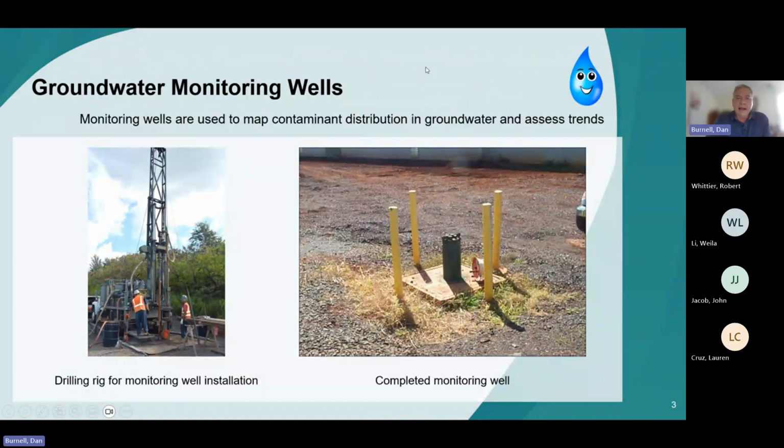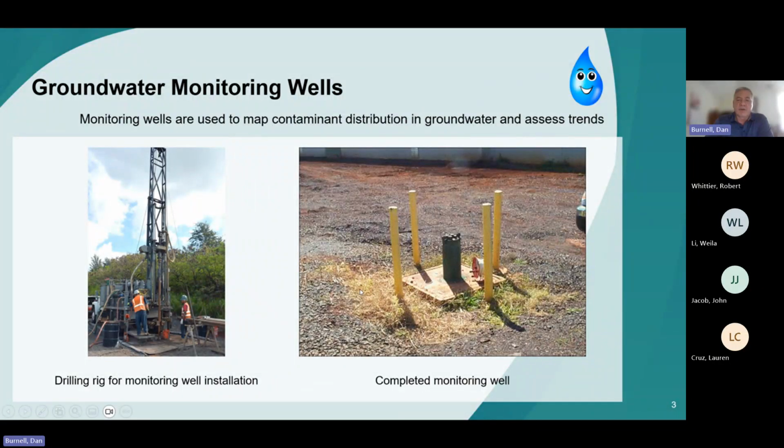So let's now look at how we collect the data for groundwater quality. One standard way to assess the groundwater quality is to use groundwater monitoring wells. We have to drill holes into the ground, and on the left, we can see a rig that's typically used to drill these holes. Then we also have to build and install a monitoring well.